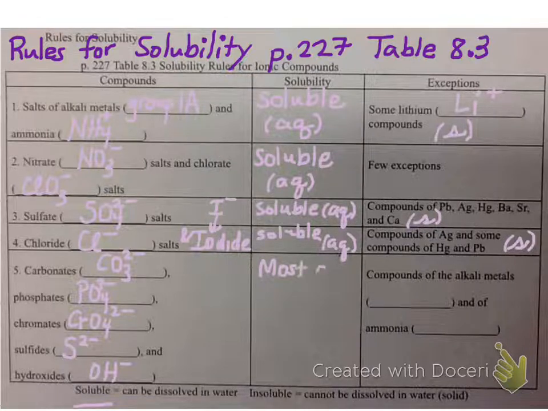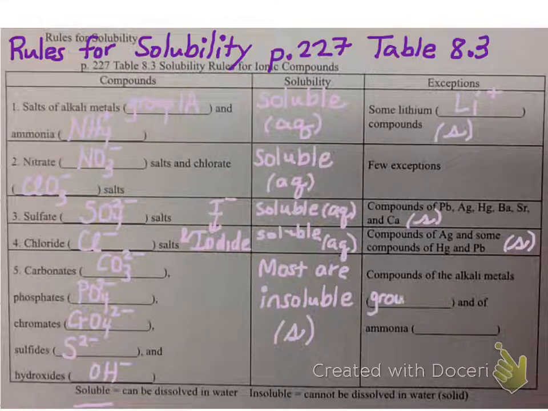Most are insoluble. So what does that mean you should put for its state of matter? If they're insoluble, that means that they're going to be a solid. Now, notice exceptions, compounds of the alkali metals. Again, remember that's group 1A. Okay. And of ammonia, which is NH4+. Now, they're an exception to being insoluble, which means they are aqueous.